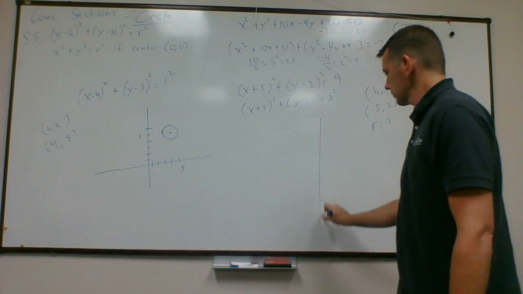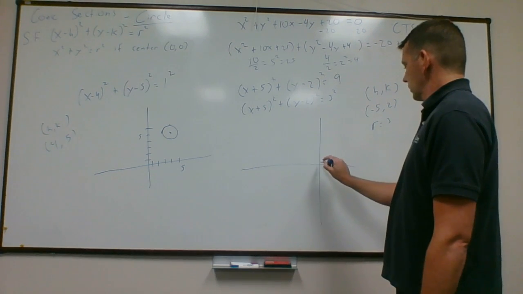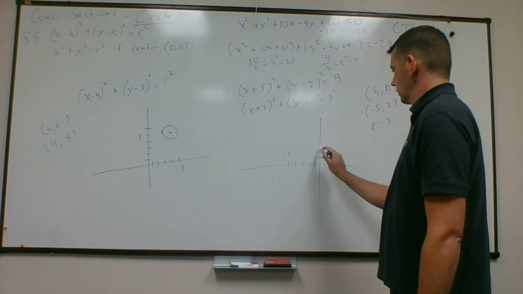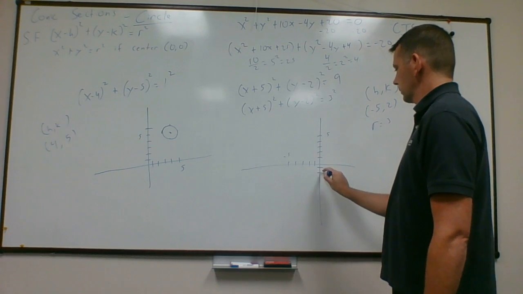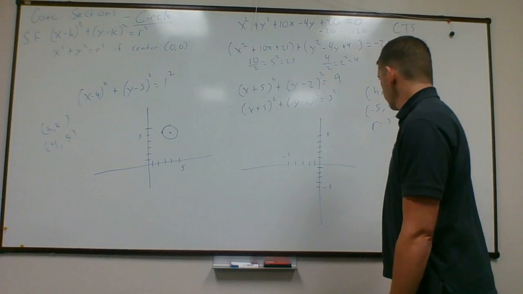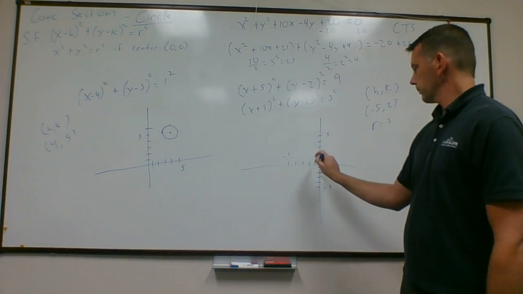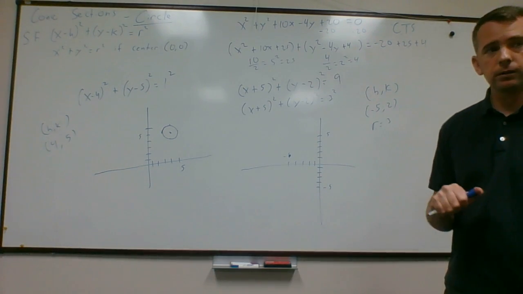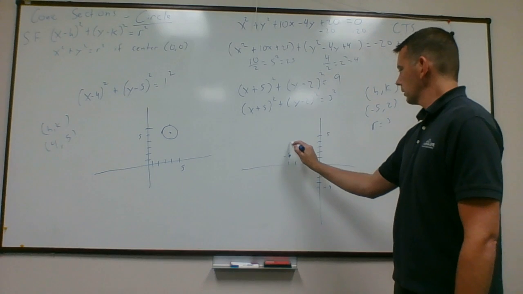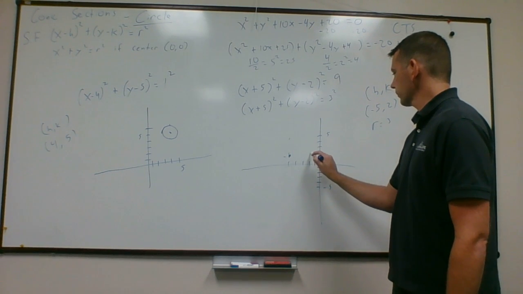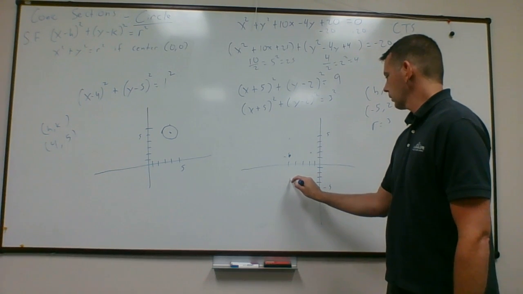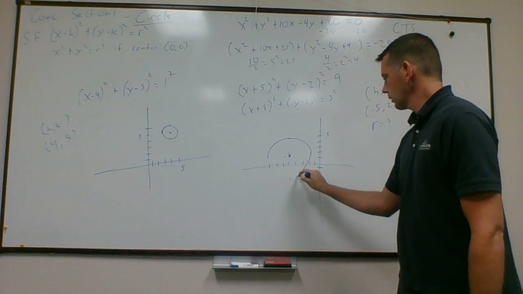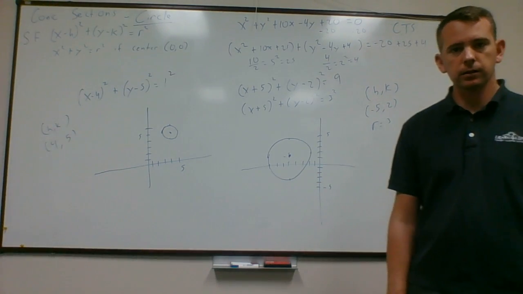So if you graph this, okay, so my center is at negative 5, 2. So negative 5 and 2 is right there. And I just count 3 in all of my cardinal directions. So I go up 3, right 3, down 3, and left 3, and draw hopefully a circle. That one's a little more of an egg, but I'll take it.